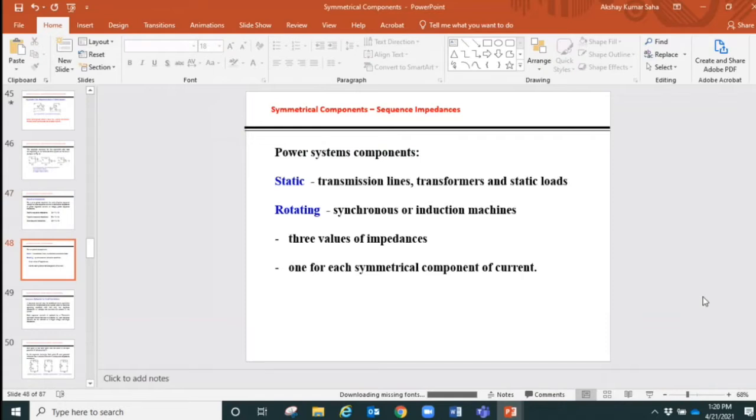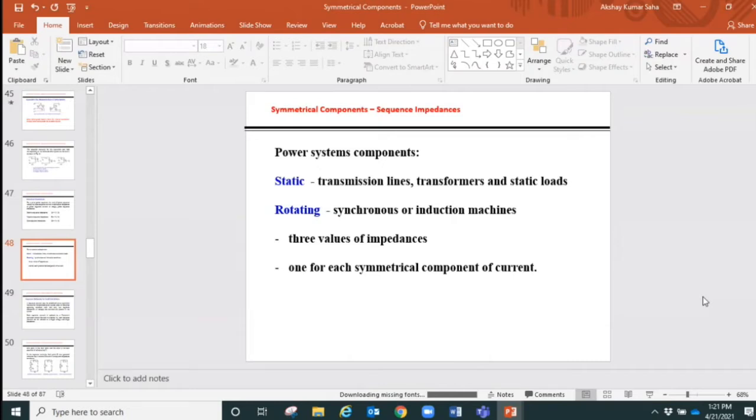So in our power systems, this is another classification from another perspective. It's a broad one. What are the components or the equipment that we have in our power system? If we look at them, we find that some of them are static. They don't have any rotating or moving parts in them. And those are transmission line, transformer, and static loads. They don't move or they don't rotate. They don't have any moving parts in them. And examples are shown on the slides.